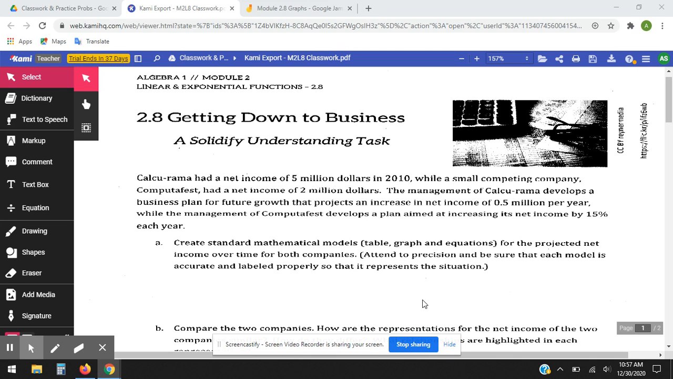Hi, this is Module 2, Lesson 8, Getting Down to Business. These are the notes. Let's read this first one here.